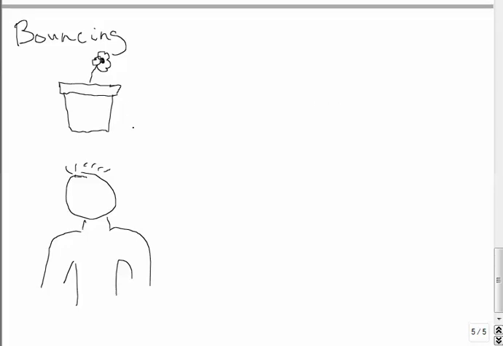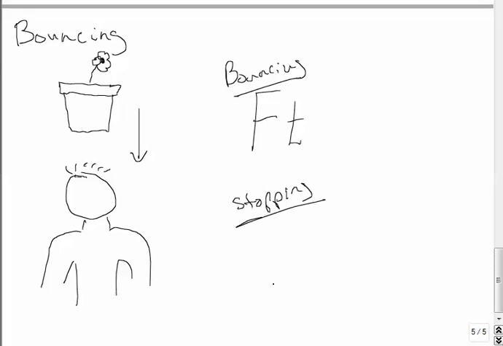So if this flower pot falls onto your head and bounces, then the force applied is much larger than if it was just to stop. Here's the bouncing and the stopping. You may be applying the same force, but in a much smaller time when it's stopping. So your impulse is going to be much larger when something bounces.